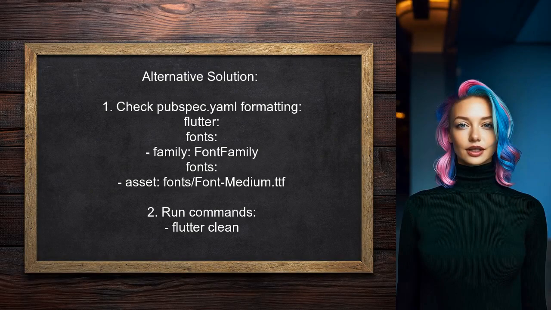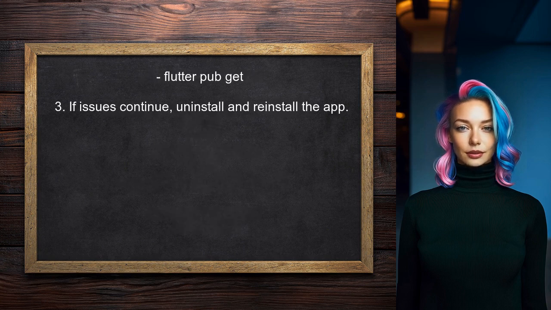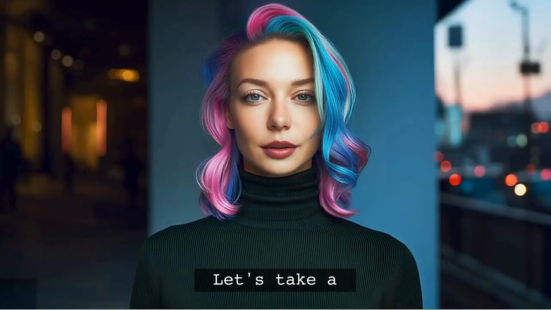One user faced similar issues with custom fonts and received warnings about missing font specifications. They discovered that their pubspec.yaml file had incorrect formatting. They recommend ensuring the font section is correctly structured with the family name and asset properly aligned. After making changes, they suggest running Flutter clean and Flutter pub get. If problems persist, uninstalling and reinstalling the app may help. That's it for that answer. Let's take a look at another one.